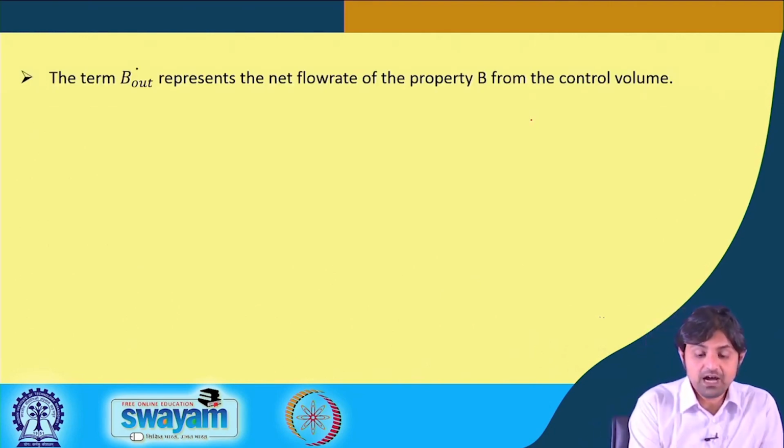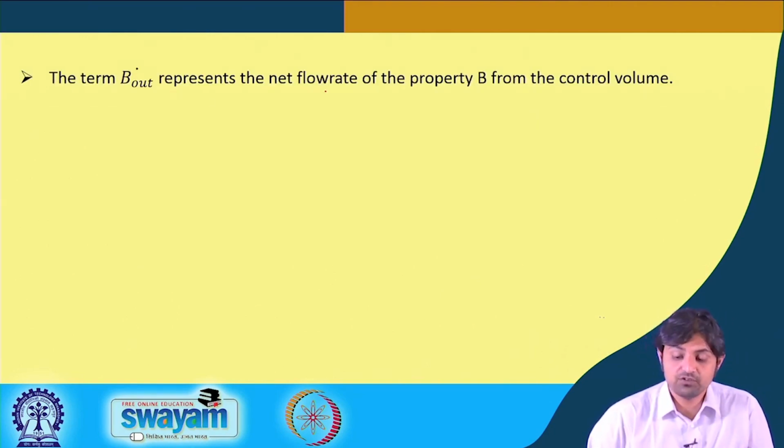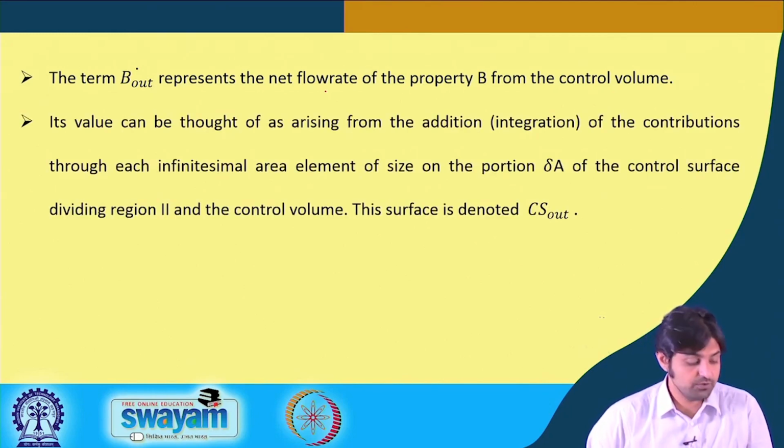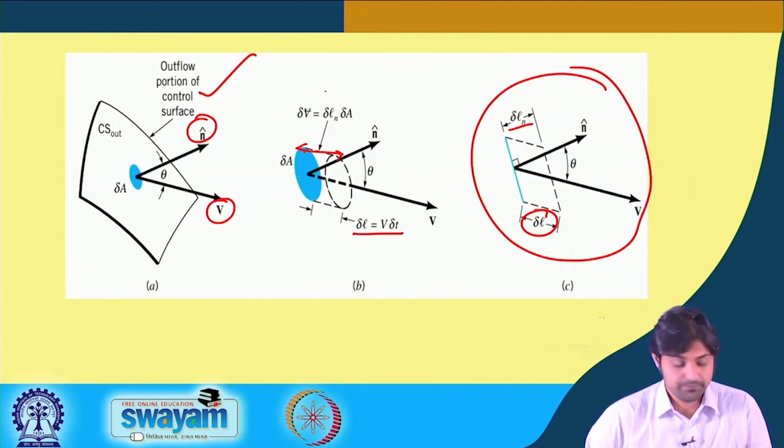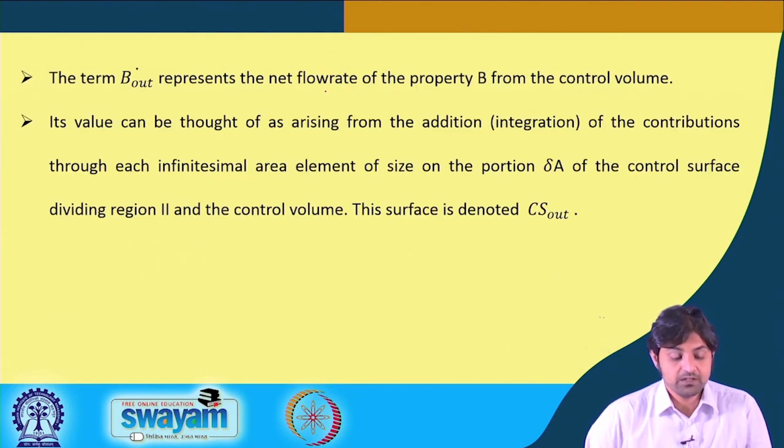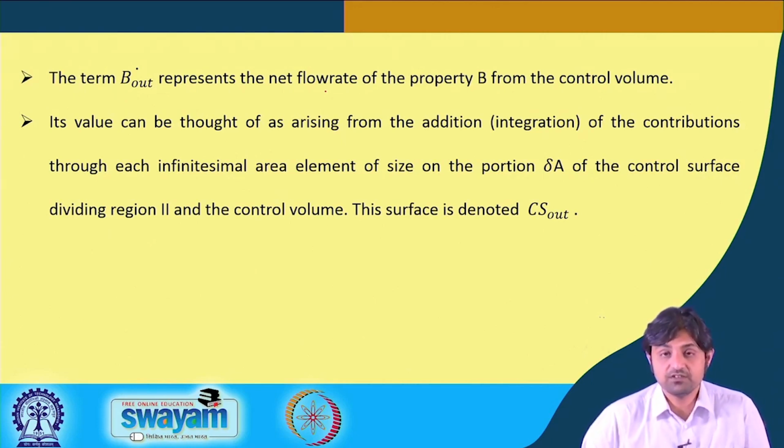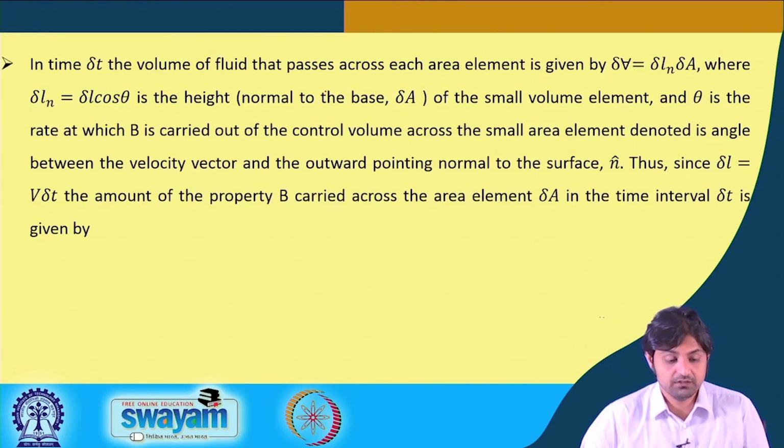The term B out represents the net flow rate of the property B from the control volume. Its value can be thought of as arising from the addition of the contributions through each infinitesimal area element of size dA of the control surface dividing region 2 and the control volume. This surface is noted as CS out. That is what I was showing on the figure.